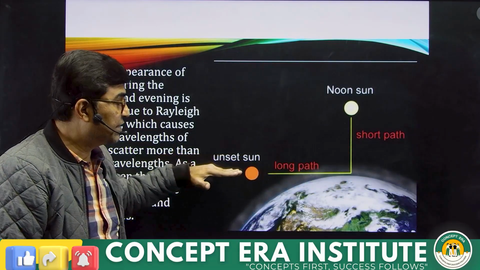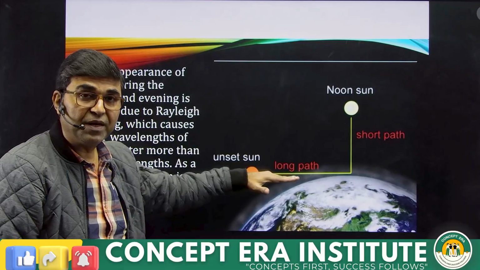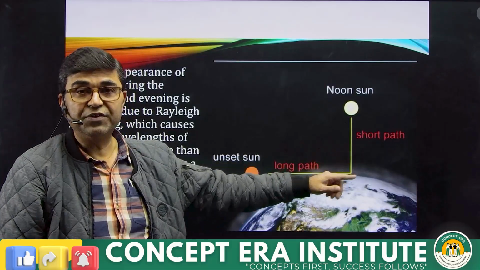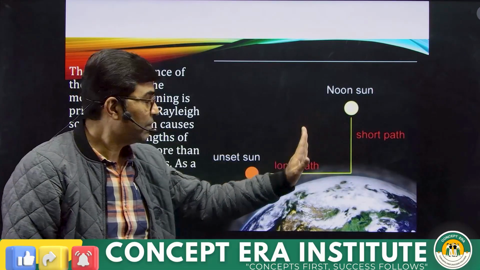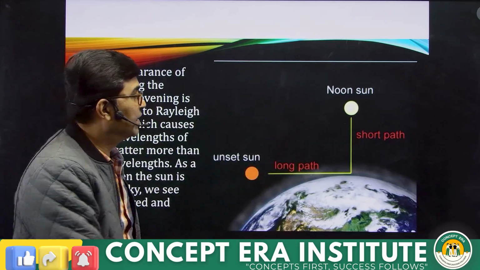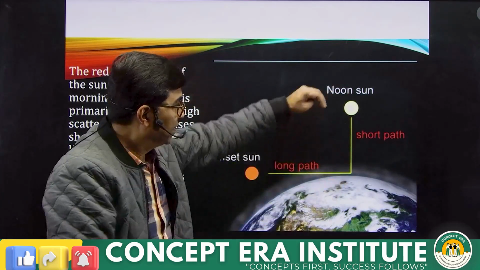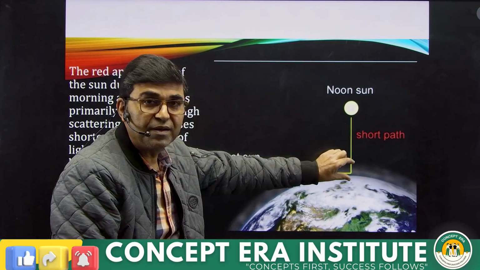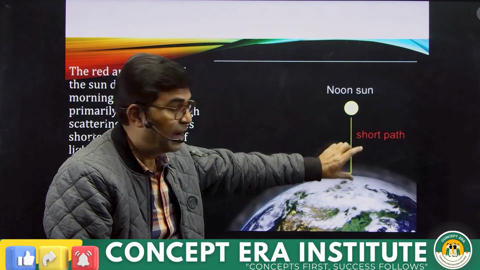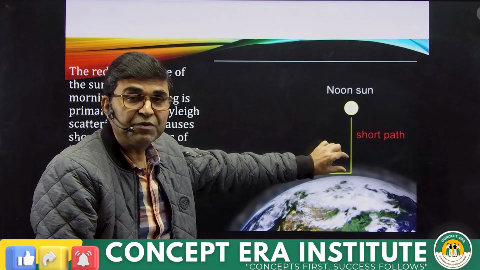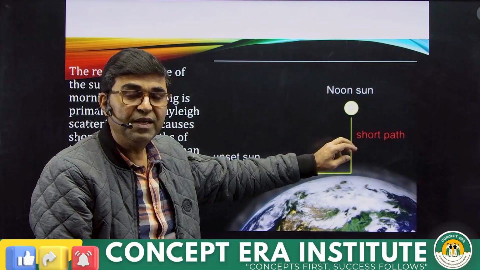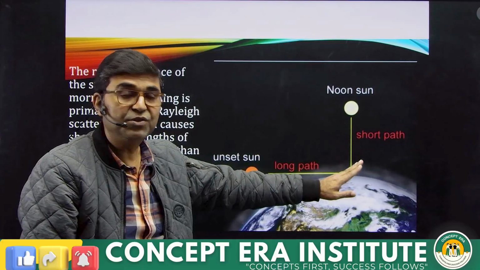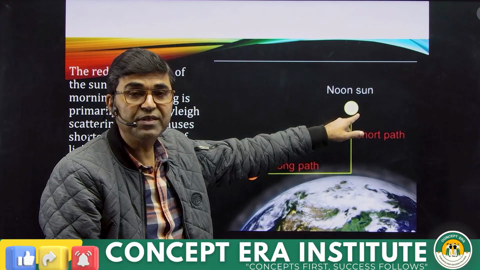So when the light rays cover a longer path through the atmosphere, most of the colors get scattered and only yellow, orange, and red reach our eyes. What happens at noon? At noon, the light is coming vertically down. It is traveling a much smaller length through the atmosphere. And if the path traveled through the atmosphere is less, scattering will be less, and only very short wavelengths will be scattered. And most of the wavelengths are reaching our eyes. So, color of sun at noon is yellowish white.